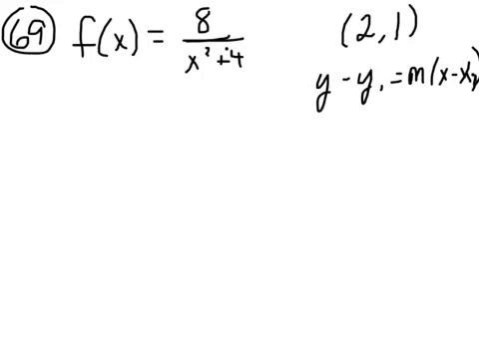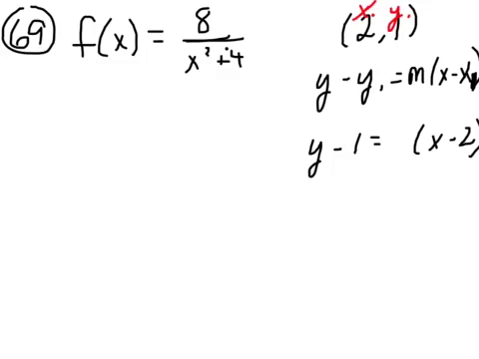This is y minus y1 equals m times x minus x1. I'm sorry about that being hard to read. And remember, on your point that they give you, this is your x1, and this is your y1. So I can already go ahead and plug in y minus 1. I need the slope, and it's x minus x1, which is 2.